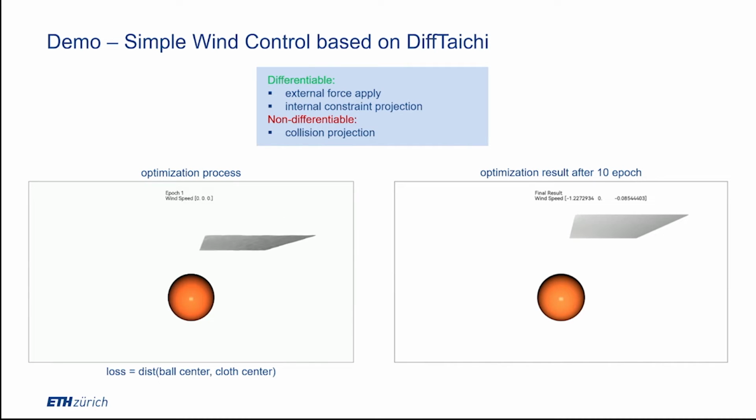Besides the standard solver, we utilize the differentiability of Taichi to automatically optimize wind force. The loss function is designed to make the cloth fall on the ball. Despite our best effort, we could only make the simulation differentiable until the internal constraint projection. We are still figuring out whether the problems come from the method or the Taichi framework. The right figure is the final result.